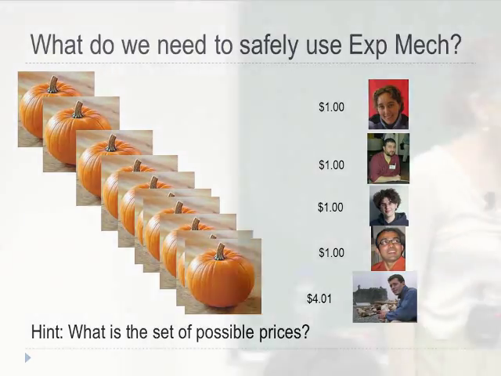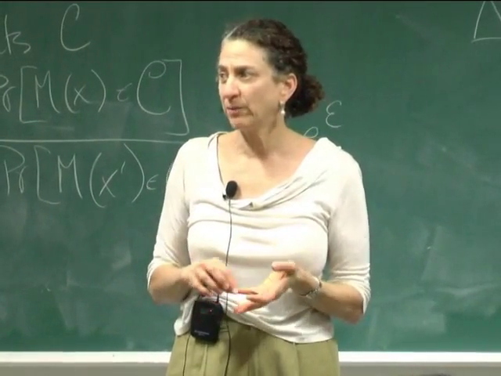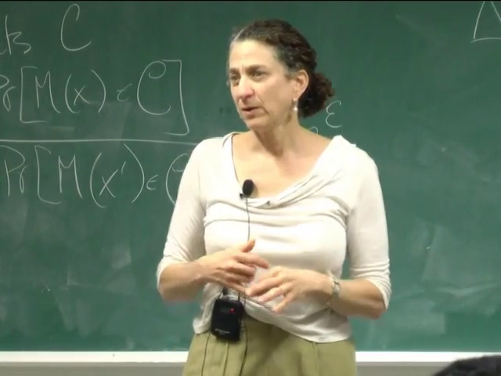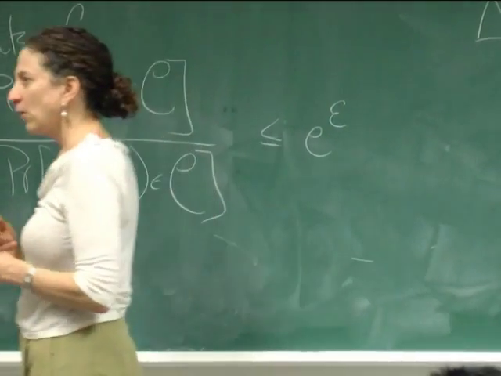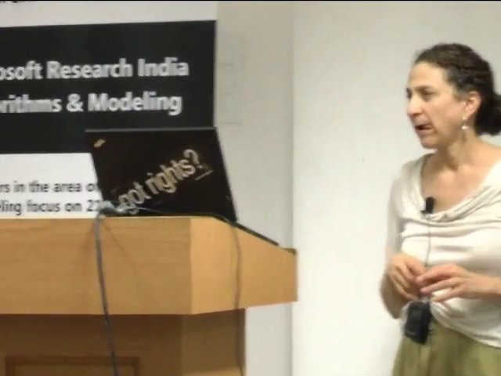Here's a question. What do we need in order to safely use the exponential mechanism? We have to figure out the set of possible prices. Look at these bids. What's the set of possible prices?